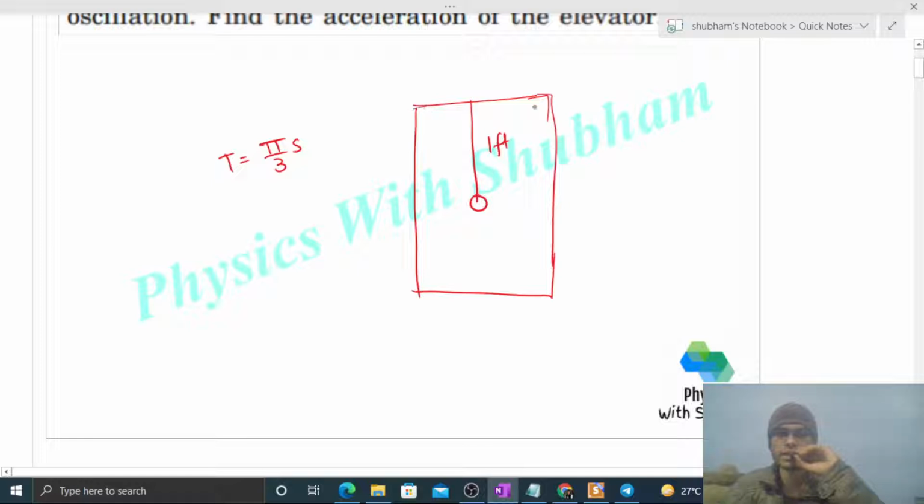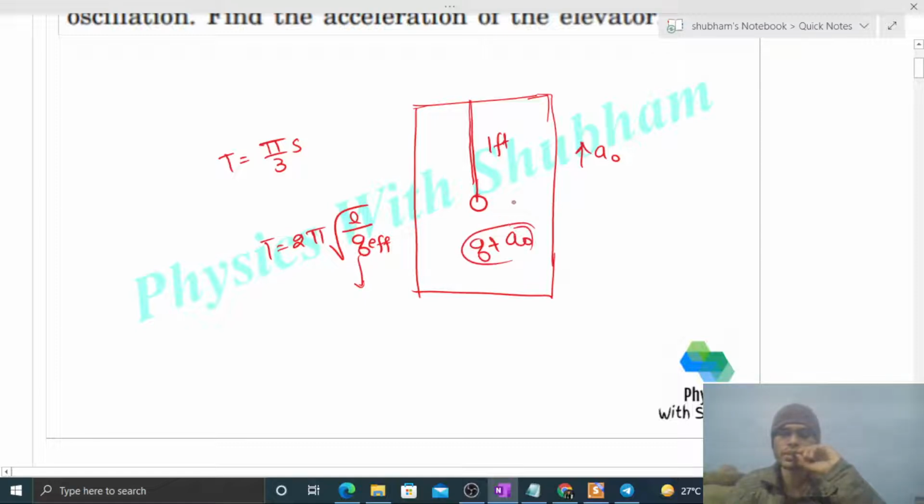Let's say this elevator is moving upward with an acceleration a naught. So what will be the time period of this pendulum inside this elevator? Time period will be 2 pi under root of L upon g effective, as we discussed in the previous video. What will come in place of g effective? That will be g plus a naught, right? Inside the elevator, if this elevator is going up with an acceleration a naught, then g effective inside this elevator will be g plus a naught.